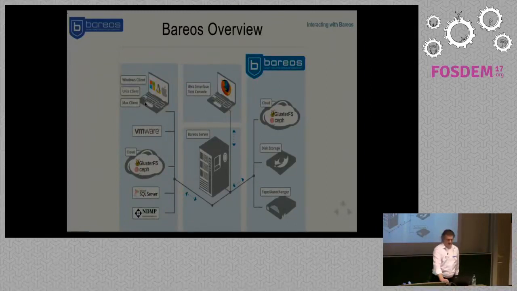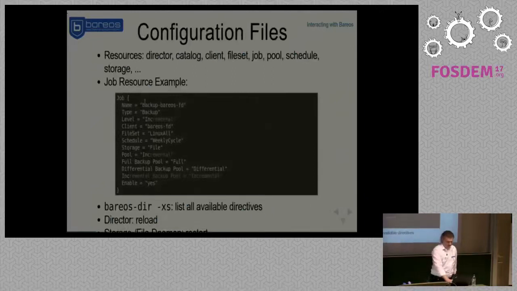Configuration file. Configuration is handled in resources. So a director configuration consists of a director resource, a catalog resource, which defines how to connect to the database, things like this. Your clients, the file sets, so the data that should get backed up, your jobs, pools, schedules, storage.